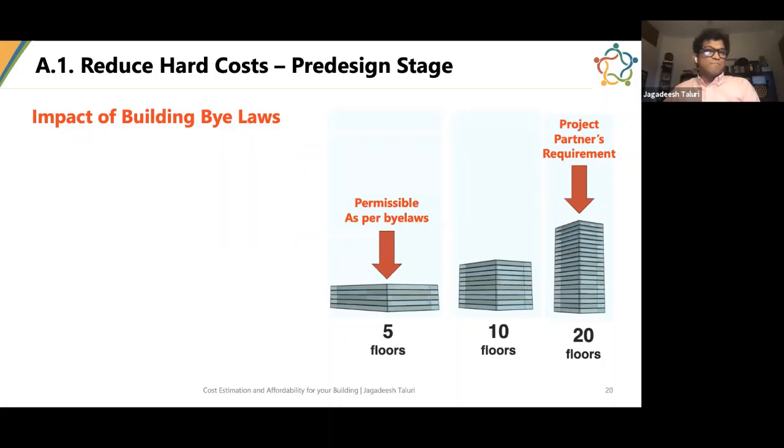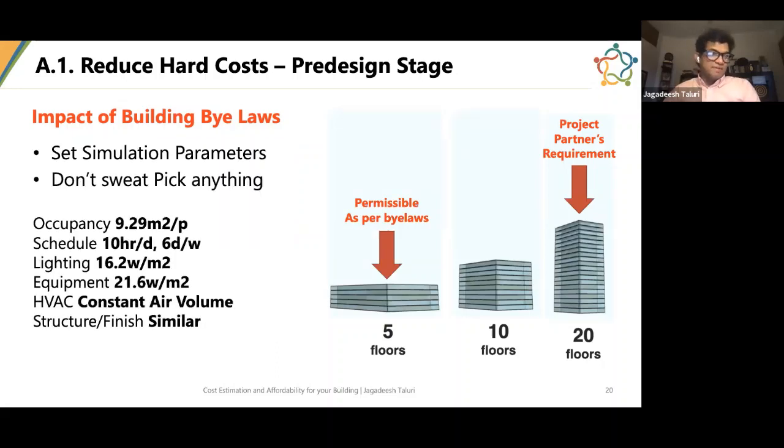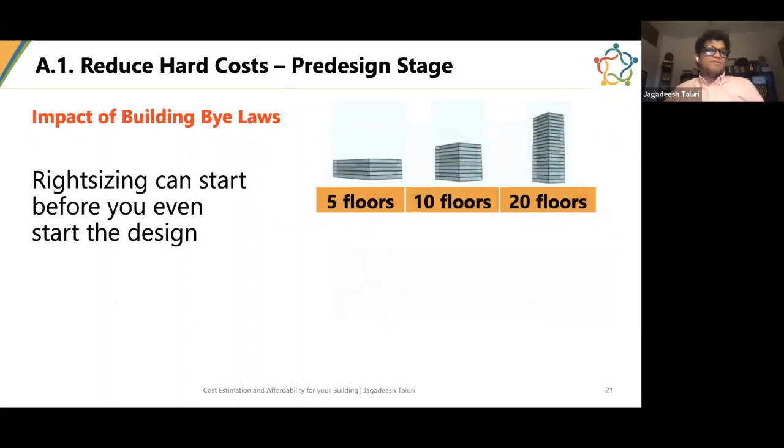Now let's do a parametric simulation. Let's pick any of the parameters. As long as you're using the same parameters, you won't have any issue for the preliminary stage simulations. So even if you are not given the exact occupancy schedule or lighting loads or equipment loads, don't sweat it. You can assume any number as long as you're keeping the parameters constant across the simulation. You should be getting the result that I am getting. So right sizing can start even before you start doing the design.